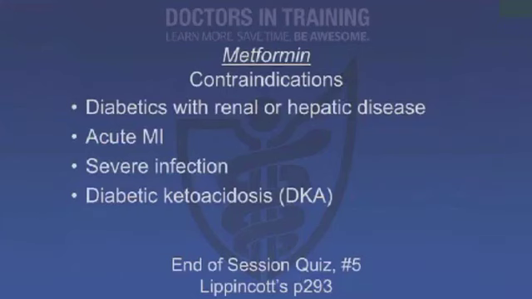Next, metformin is commonly used as a first-line diabetic medication. What are the contraindications to using metformin? Well, you want to be careful in patients with renal disease. And remember, your cutoff is a creatinine of about 1.5. But you also need to be careful in hepatic disease, acute MI, severe infections, diabetic ketoacidosis.